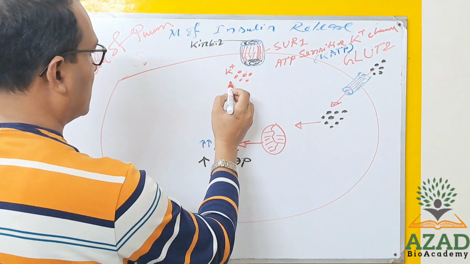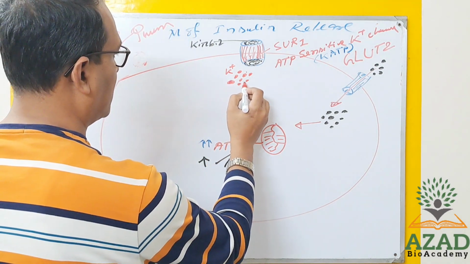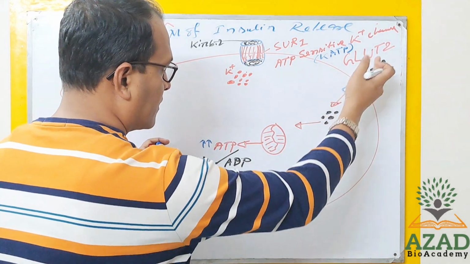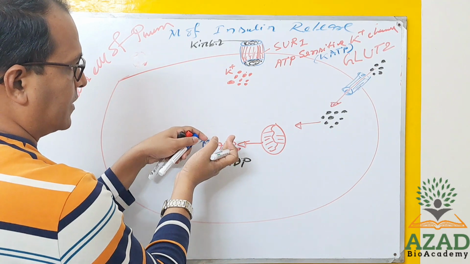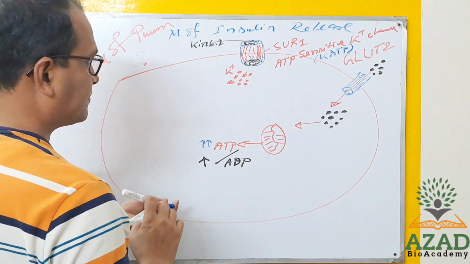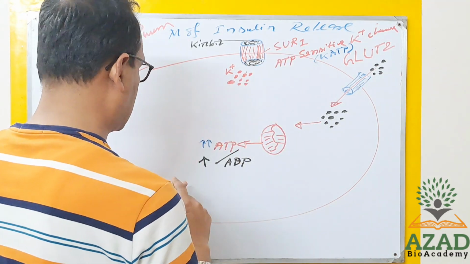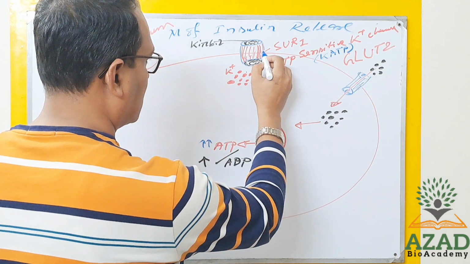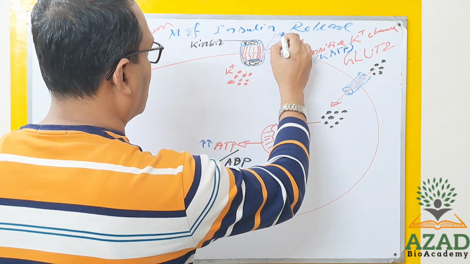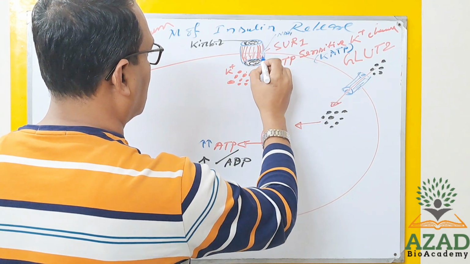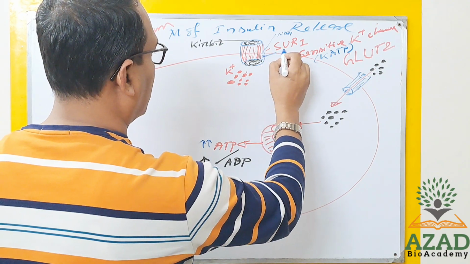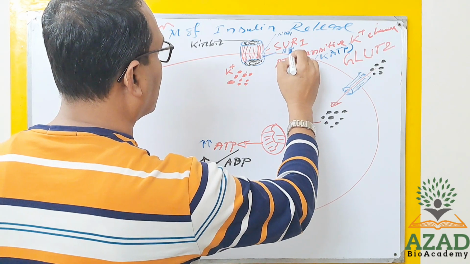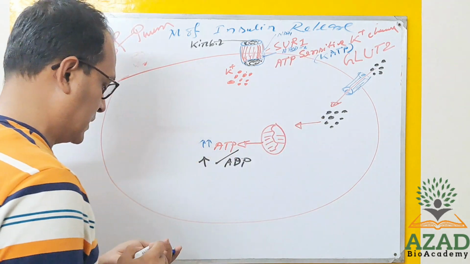So normally inside the cell, potassium is very rich, and before entry of glucose and the production of ATP, basically the SUR subunit has two binding domains. One is nucleotide binding domain 1, another one is nucleotide binding domain 2. What does it mean?